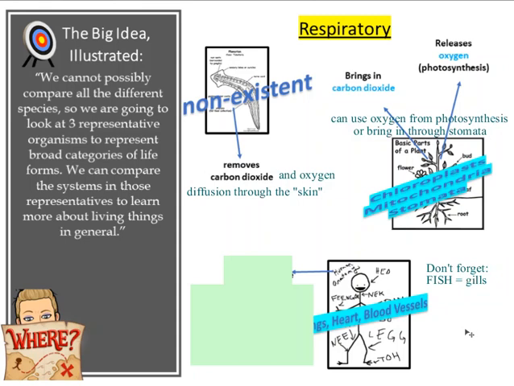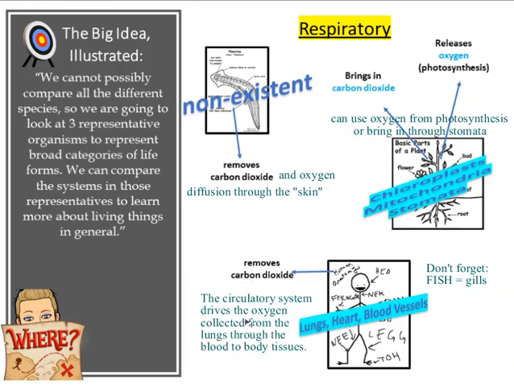Don't forget that fish don't have lungs. What they have are a series of flaps on the side of their bodies by their face, and they're called gills. And the gills filter the water for oxygen. For humans and other animals, they remove carbon dioxide and take in oxygen through lungs. The details of the rest of the respiratory system don't matter, but it's also piggybacked to the circulatory system, because the circulatory system drives oxygen collected from the lungs through the body to the different body tissues.